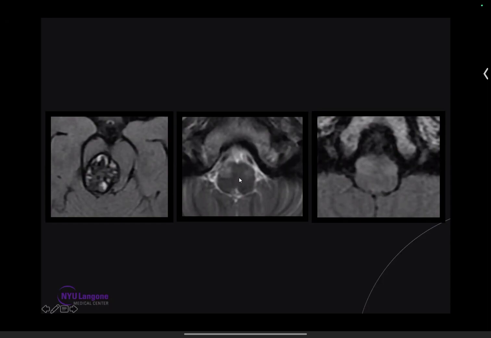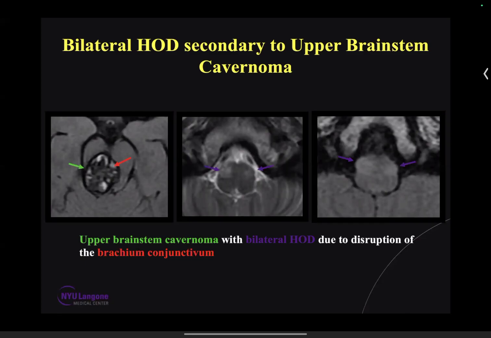We also see some cases of bilateral inferior olivary hypertrophic degeneration. If you see, this patient had a cavernoma in the midbrain, right? So there is a large cavernoma in the midbrain, which led to this bilateral inferior olivary hypertrophic degeneration. You can see the changes are brighter and more on the right side than the left side. And this is because of this lesion affecting the brachium conjunctivum, or the superior cerebellar decussation.